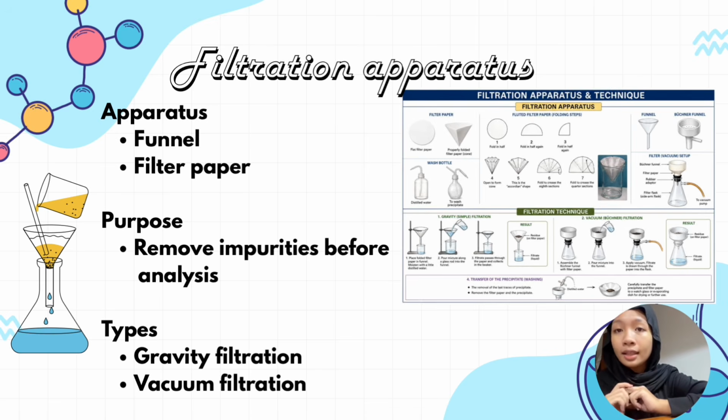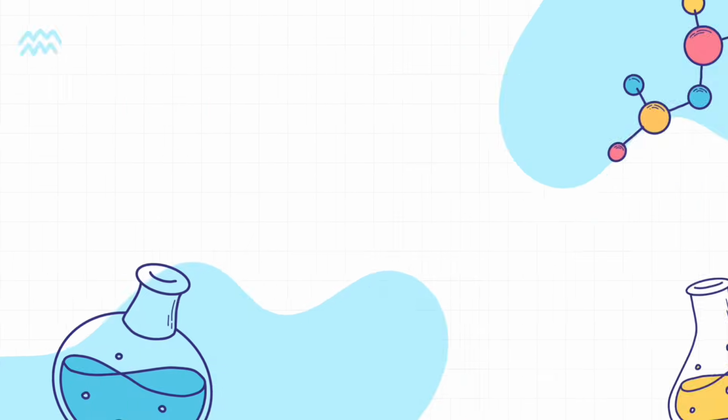The second type is vacuum filtration. This method uses a vacuum pump to create suction, allowing the liquid to pass through the filter more quickly. It is mainly used when the solid residue is the desired product and needs to be collected efficiently. In conclusion, filtration is an important separation technique in analytical chemistry, and the choice between gravity filtration and vacuum filtration depends on whether the liquid or solid product is required.